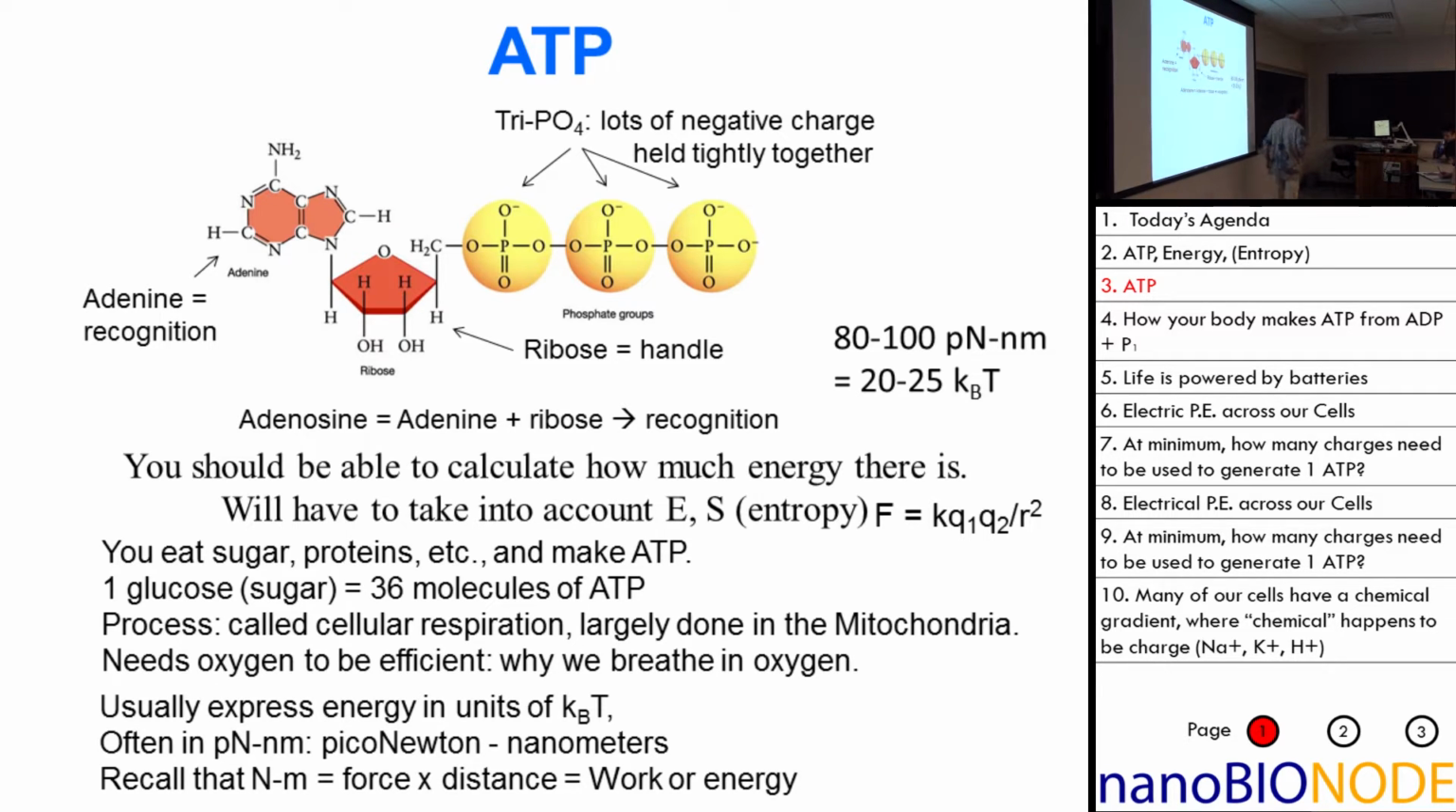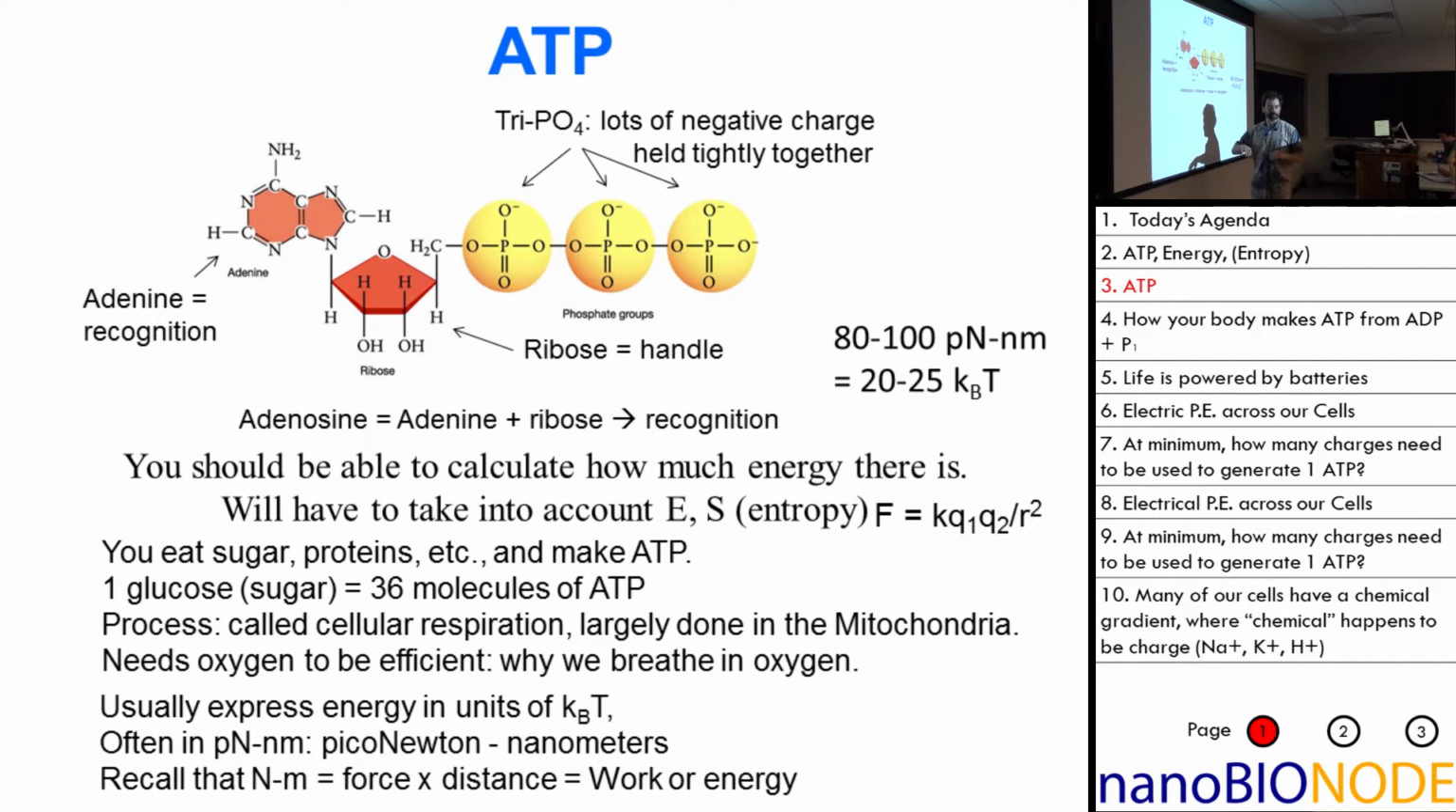So for example, yes? In terms of the energy that's released in ATP, why is there a range? If only one bond gets broken, what makes the difference? Okay, I'll get back to that. That's an excellent question. In fact, it's such a good question that I have it. Okay. Thank you.